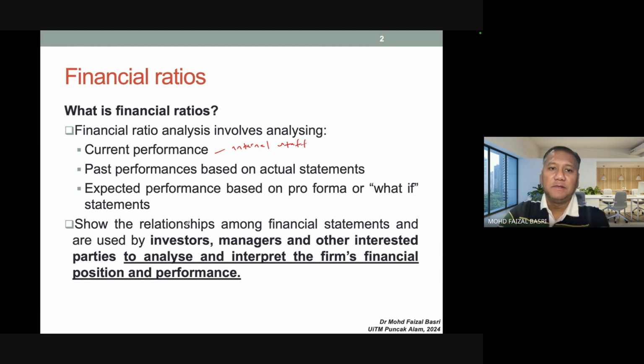But the majority of people are going to use this one, past performances, based on actual statements. This is where we use the annual reports. In Malaysia, each public listed company will have its annual reports published, and these documents are available to the public, usually via their website. Every company will have its own website and they will publish this information on their website, usually in the section investor relations.